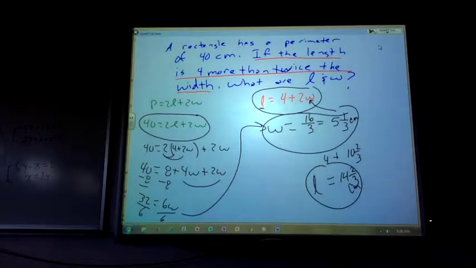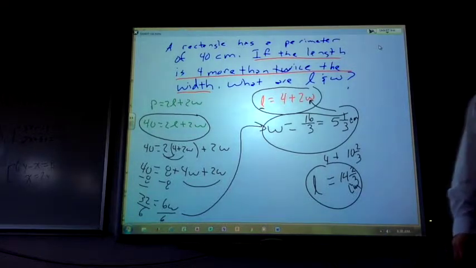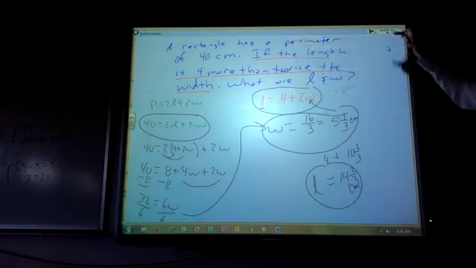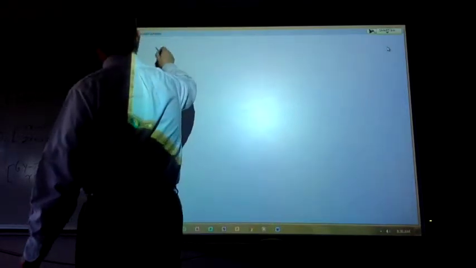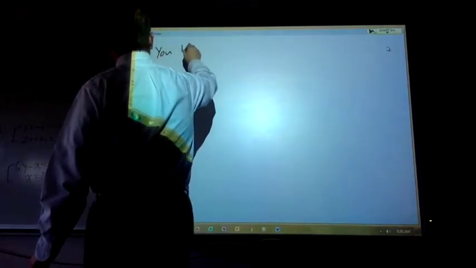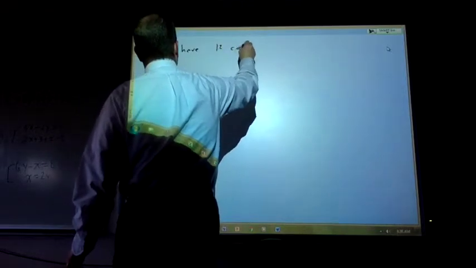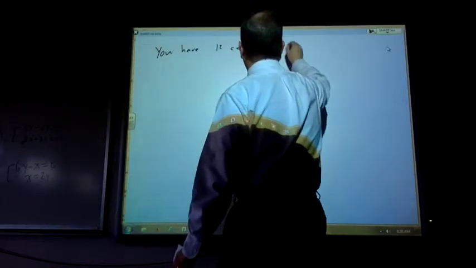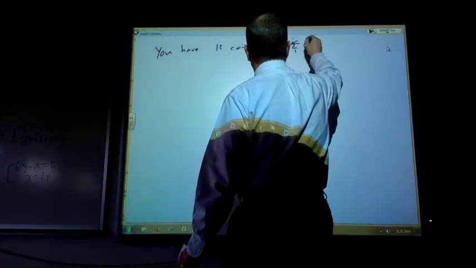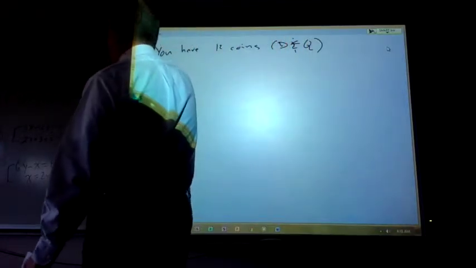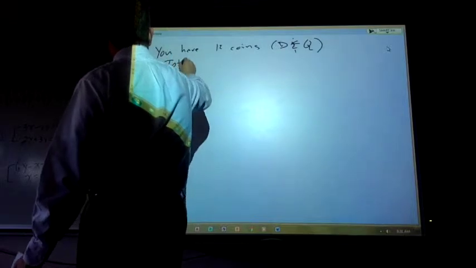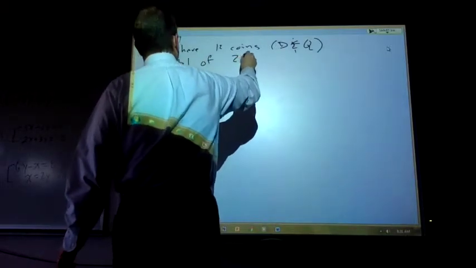Is there another type of problem that we want to see? Another word problem? What kind of word problem would you like? Money? All right, let's use the word problems up here. I have 2 different word problems. You have 12 coins, and they have to be dimes and quarters. And you have a total of $2.35.